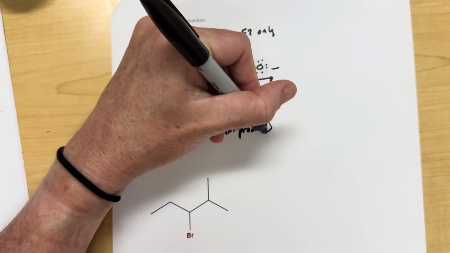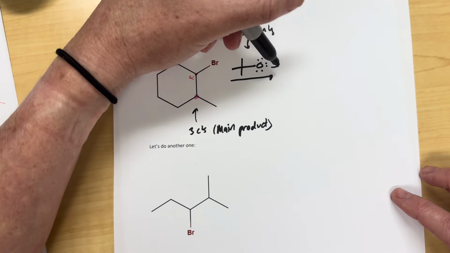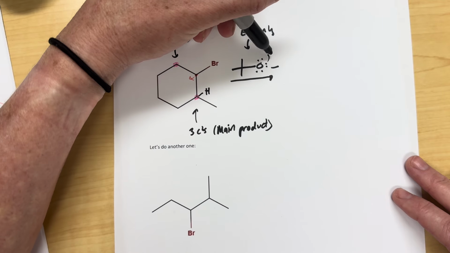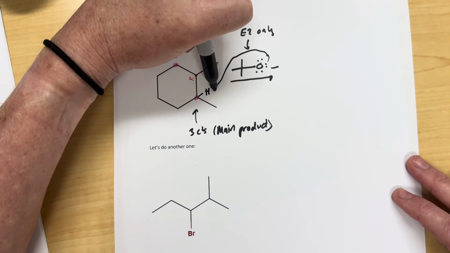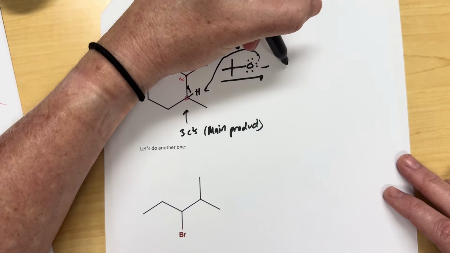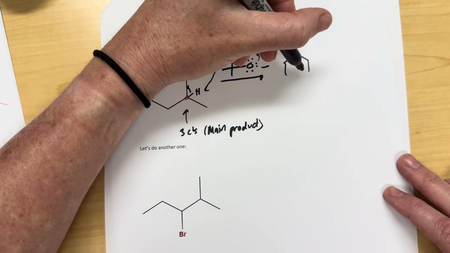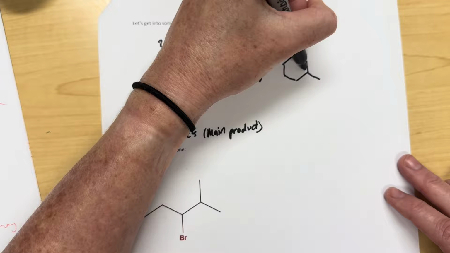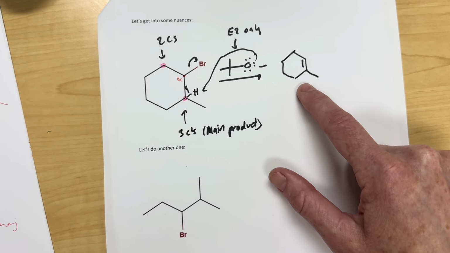And that's because the more substituted a double bond is, the happier it is. So let me show you the example. This is going to go ahead and grab that hydrogen. This pops down, that pops off, and you're going to get this. This methyl group is still there, and now you have a double bond right there. That's going to be our major product.